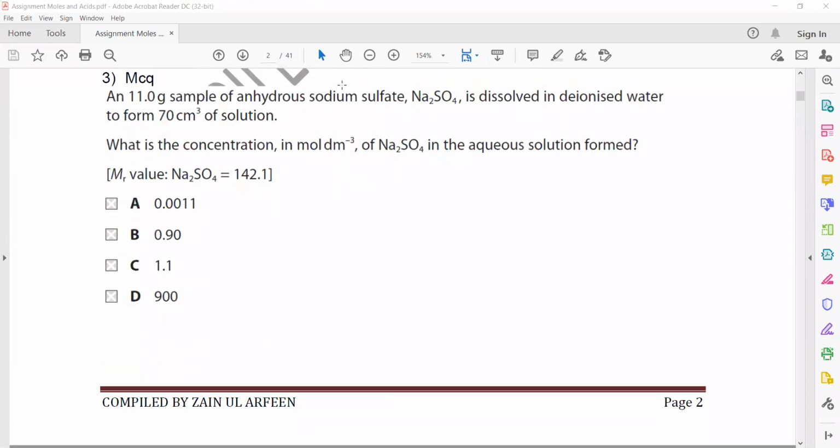In question 3, an 11 gram sample of anhydrous sodium sulfate is dissolved in deionized water to form 70 cm cube solution. What is the concentration in mole per dm cube for sodium sulfate in the aqueous solution which is formed? So we have 11 grams of anhydrous sodium sulfate. The molar mass or relative molecular mass of sodium sulfate is given as 142.1. So first we'll find the moles. So moles equal mass in gram divided by relative molecular mass.